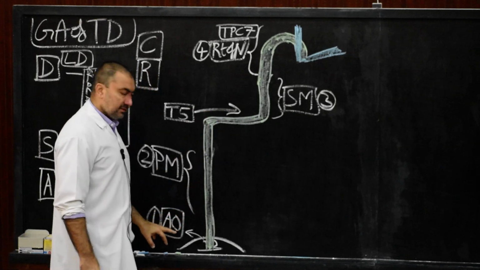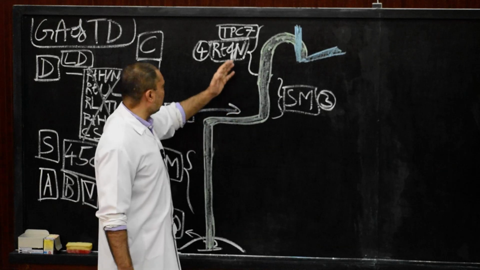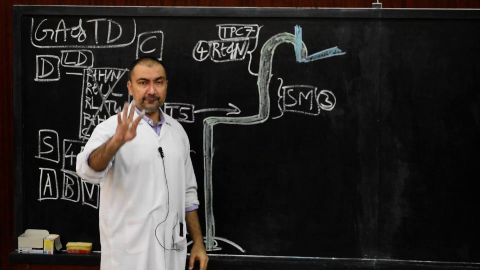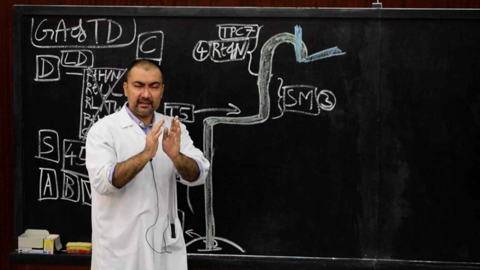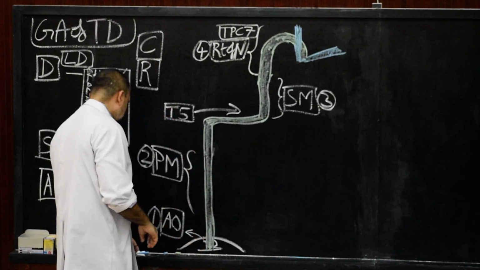So, number 1, through aortic opening. Number 2, posterior mediastinum. Number 3, superior mediastinum. And number 4, root of the neck. For these 4 places we have to draw separate line diagrams and understand the relations. That is very important. Now the relations in the aortic opening.